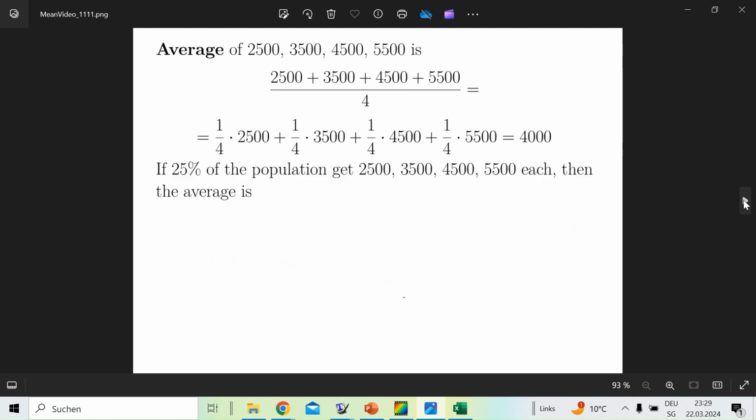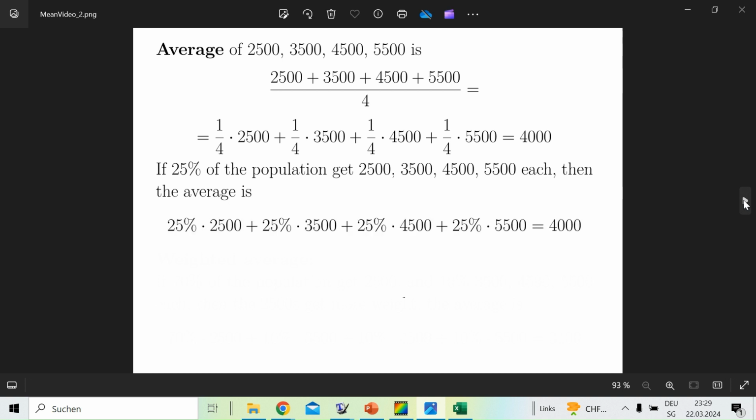Okay, next, if we have a large population and 25% of them get 2,500, 25% of them get 3,500, 25% 4,500, and the rest 5,500. So in a sense, we have classes, we have group data, but we have each group the same size. So let's assume we have a population like this. What is the average? And it's pretty easy to see that the average in this case must be the same as before, because these groups have equal size.